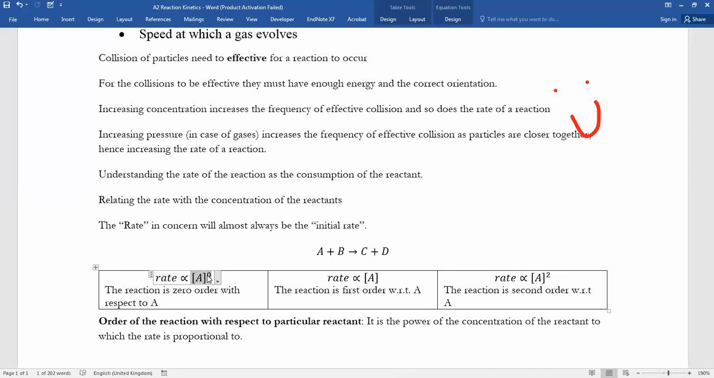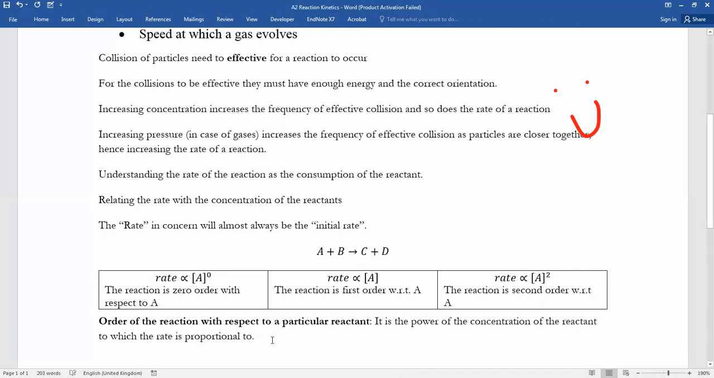Clear, sir. Yes. So what is the order of the reaction? Sir, the power that we write for the reactant, to which the rate is proportional, is also called the order. Is this clear? This is the order of the reaction with respect to a particular reactant. Okay?